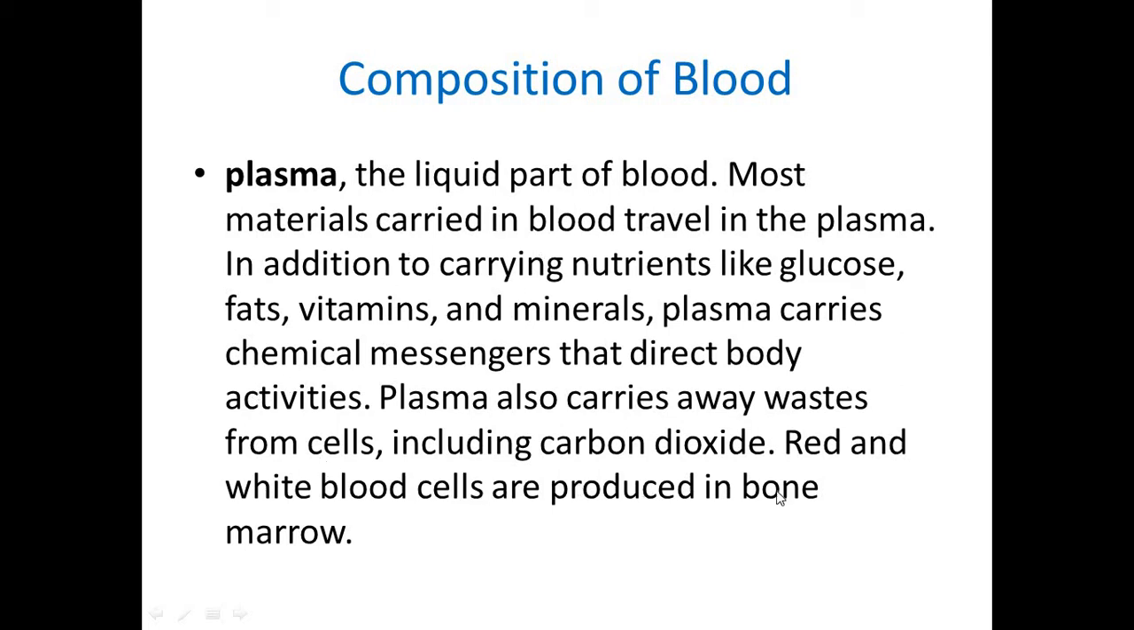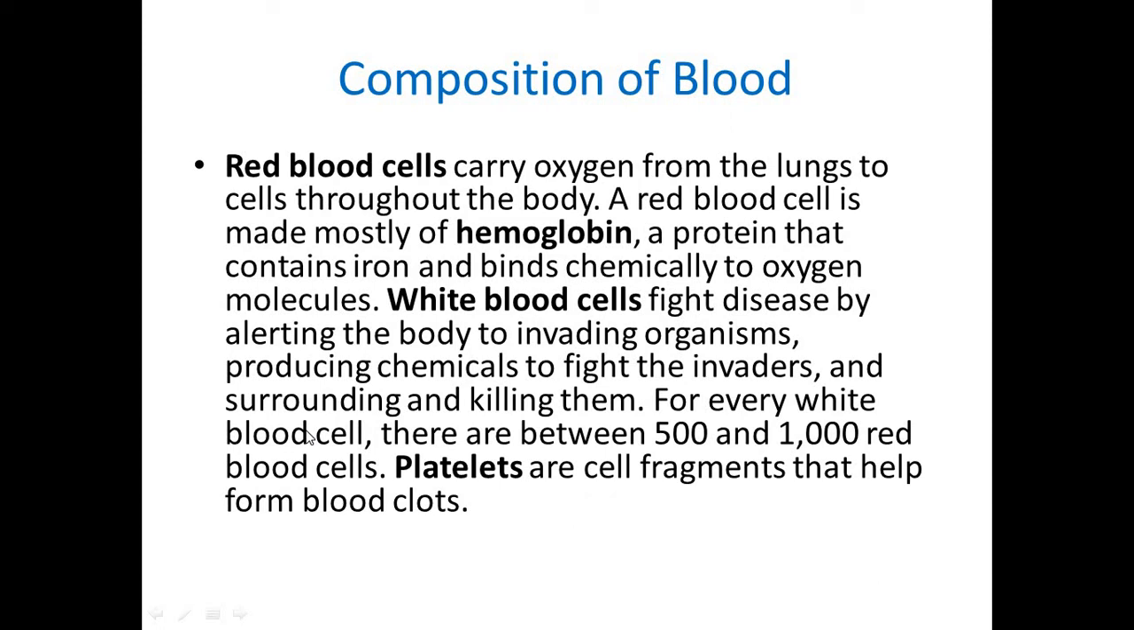White blood cells are produced in bone marrow. We'll talk later. So what is the function of red blood cells? Here, red blood cells carry oxygen from the lungs to cells throughout the body. Of course, the red blood cells are made up of a protein called hemoglobin that contains iron that helps to bind oxygen to it. Red blood cells are produced in red bone marrow.